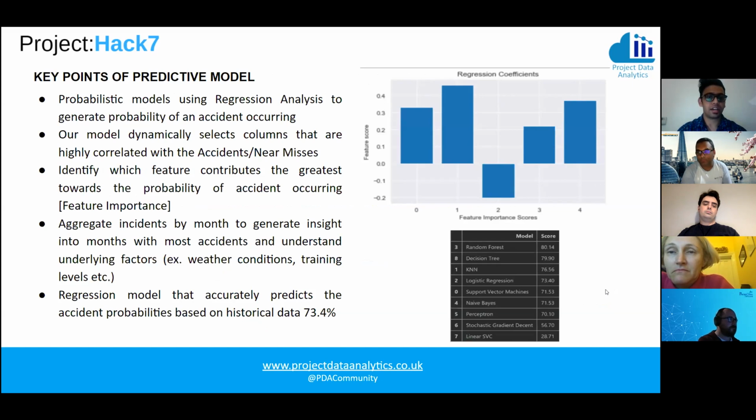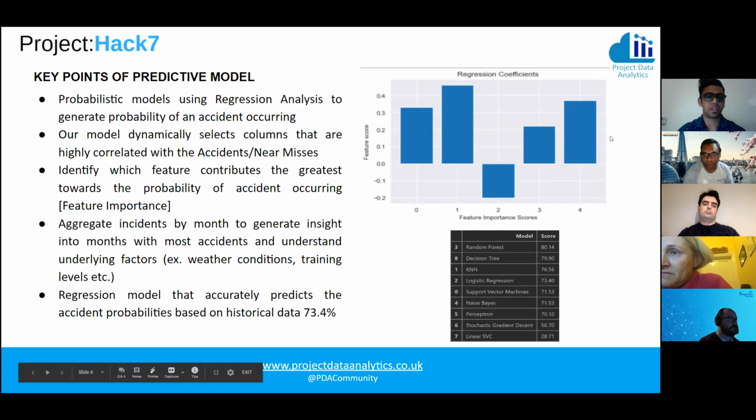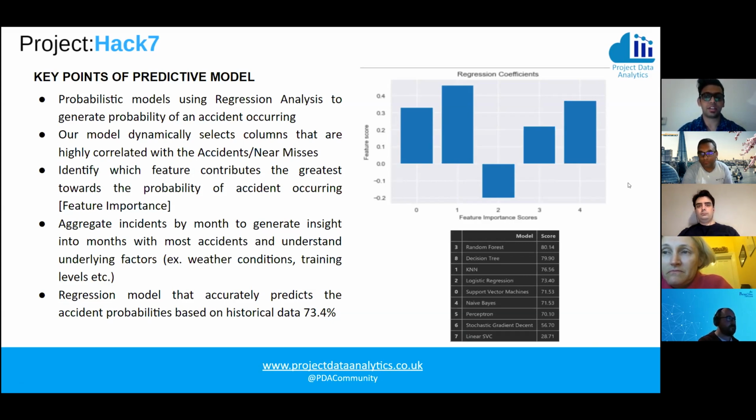Then we also identified which features contribute the greatest towards the probability of an accident occurring. And you can see an example of a chart at the right side. Then in order for us to visualize that, we had to aggregate the incidents by month. So that gave us an idea of how many accidents were happening each month, year on year. And then finally, we created a regression model with an accuracy of 73.4% that gave us an idea of the accident happening.